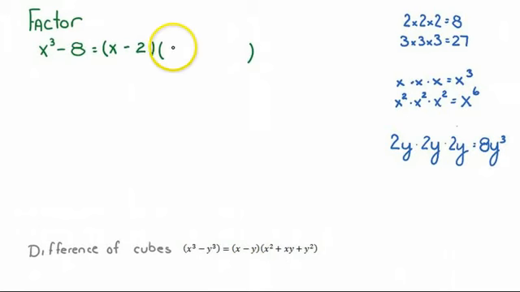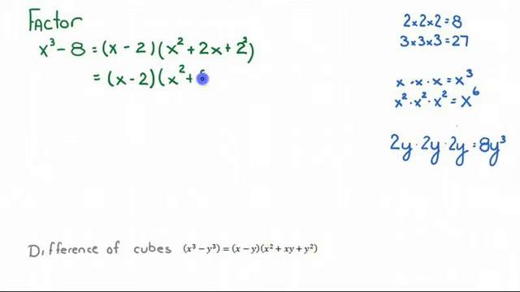And then x squared. And then plus, it's the cube root of the first one times the cube root of the second one. So that's 2x, because the cube root of 8 is 2, and the cube root of x cubed is x. And then plus, and the cube root of 8 is 2 squared. So that gives me x minus 2 times x squared plus 2x plus, and I would write 2 squared as 4. And I'm done.